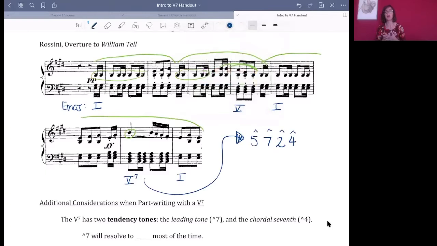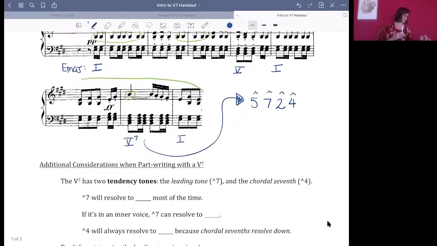Now, if you remember when we were doing part writing with 1 and 5, we talked about how the leading tone, scale degree 7, has a strong tendency to reach upward by half step to 1. And that strong tendency is part of the reason that the 5 chord is so important and really kind of nudges us towards tonic. By adding scale degree 4 on top, we've added a second tendency tone, and I outline that down here.